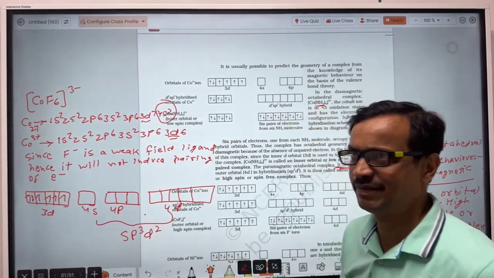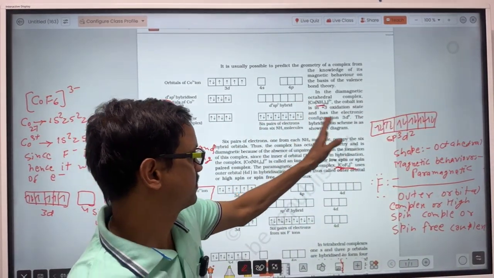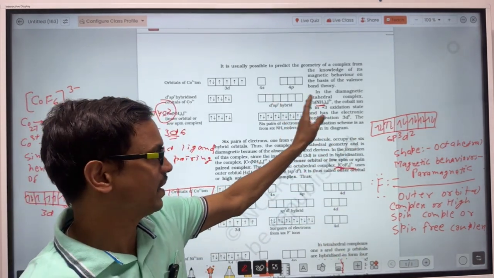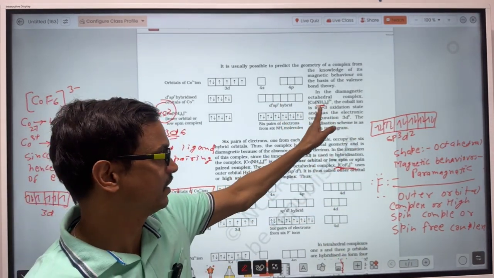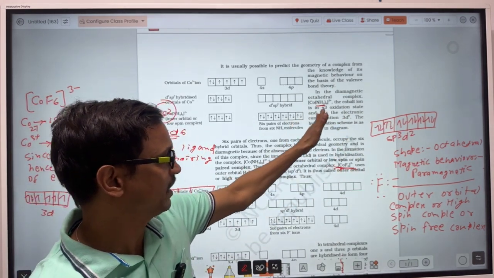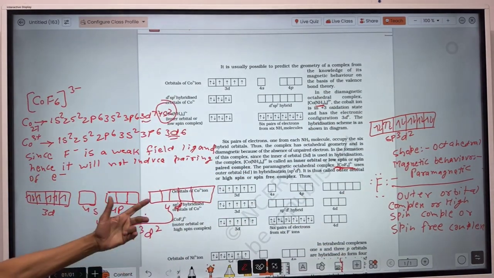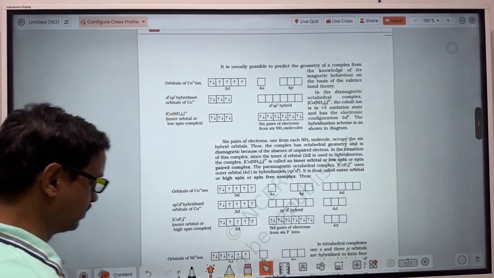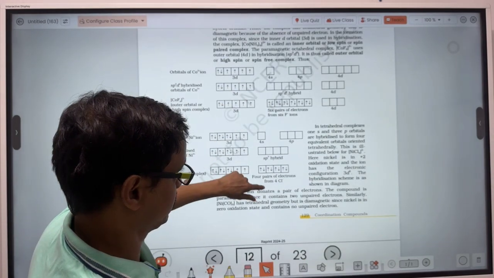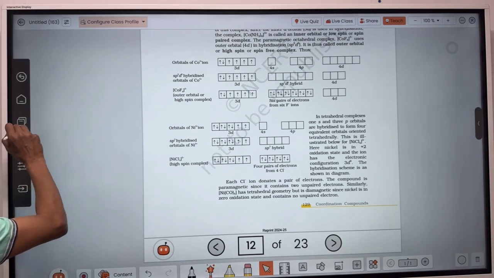Okay, that was about the bonding in CoF6 3 minus and Co(NH3)6 3 plus. Now let's see the bonding in the molecules in which the shape will be tetrahedral, like NiCl4 2 minus. NiCl4 2 minus, about that we discuss.